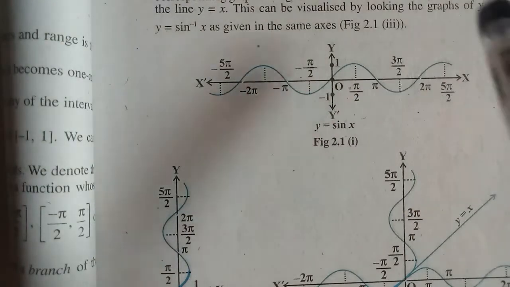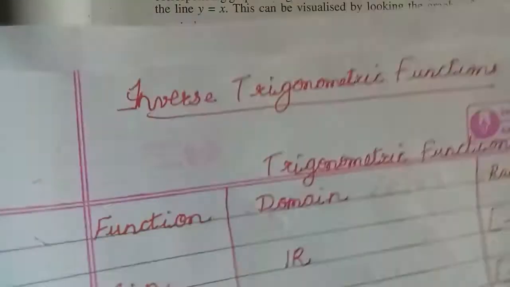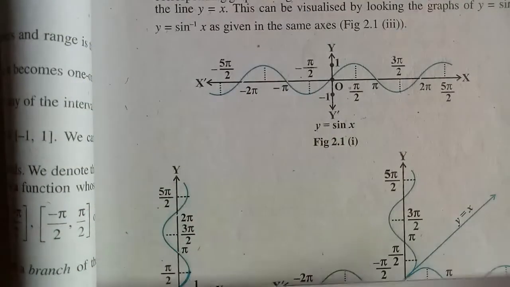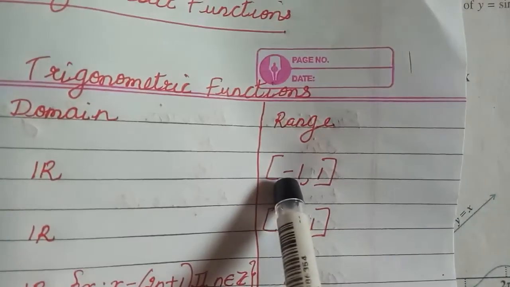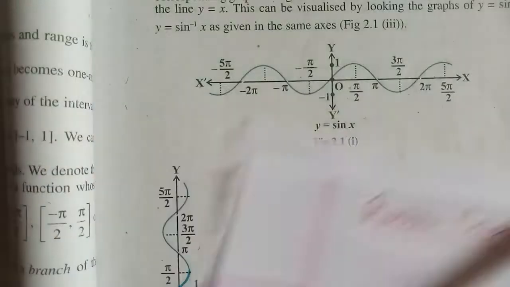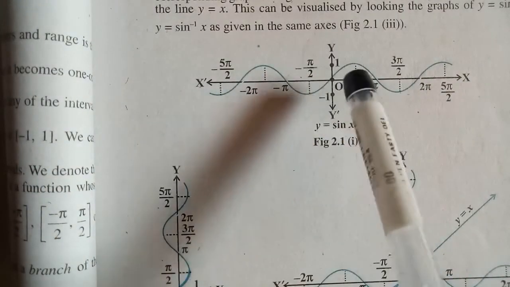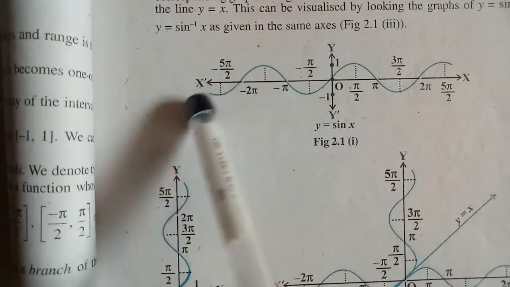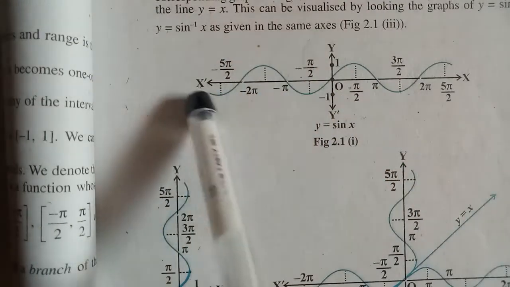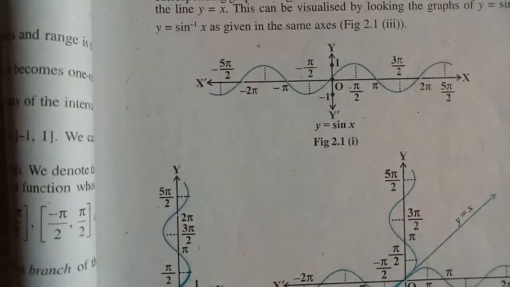Function is onto means what? Every element in your range, that means your range, which is -1 to 1, all has pre-images, right? You can see that for -1 to 1 you have so many x values coming from your x-axis. So your function is onto.